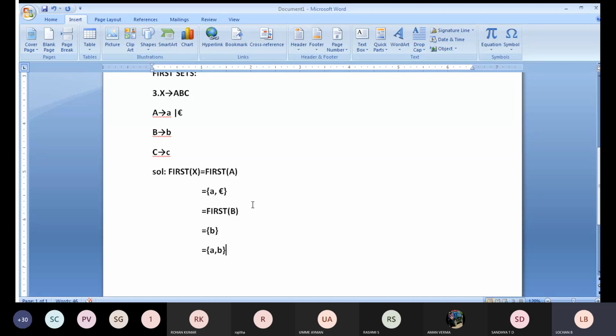Why I have not taken C means, if epsilon would have been there in the B production, I would have continued the production to calculate the C. In the B production, we need to concentrate on it. Only small b you got, so I am going to stop the solution by taking the terminal part. So finally, I am going to conclude first of A plus first of B, so that you are going to get the result as A comma B. Have you understood, or shall I explain it once again?